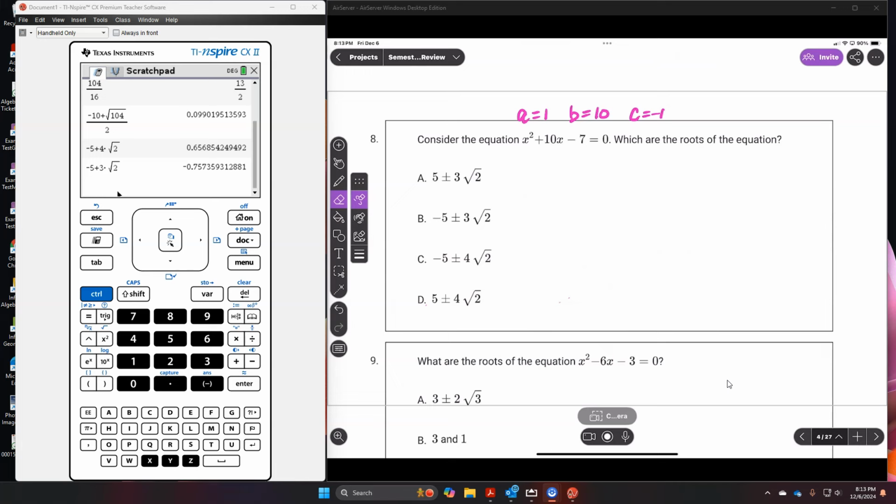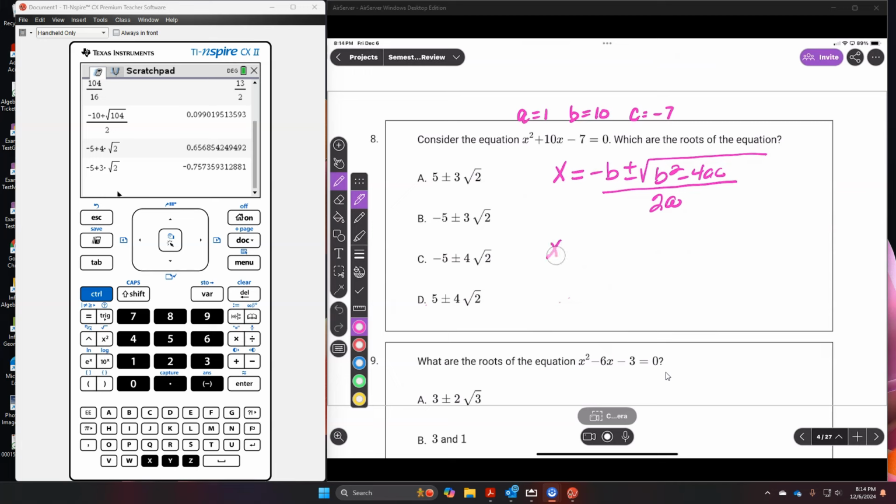Now consider the equation x squared plus 10x minus 7 equals 0. So I know that a is 1, b is 10, and c is negative 7. So what I have is x equals negative b plus or minus the square root of b squared minus 4ac, divided by 2 times a.